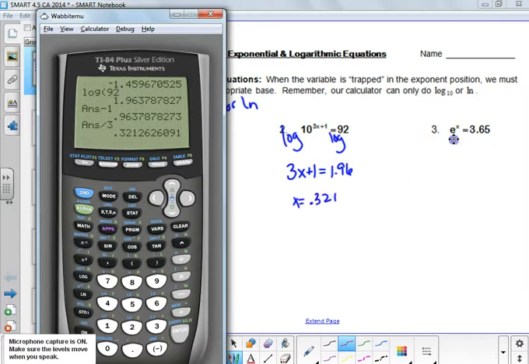On number 3, I have a base e, so a natural logarithm would be very wise of me, because natural log and base e will cancel each other out. So the natural log of 3.65 is 1.29.